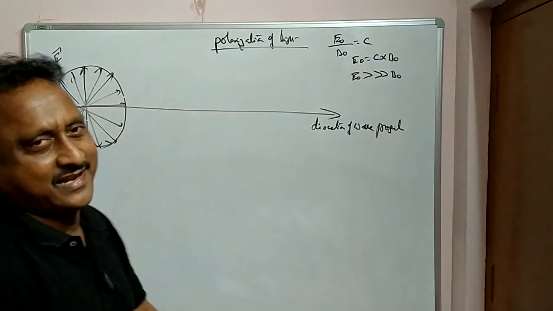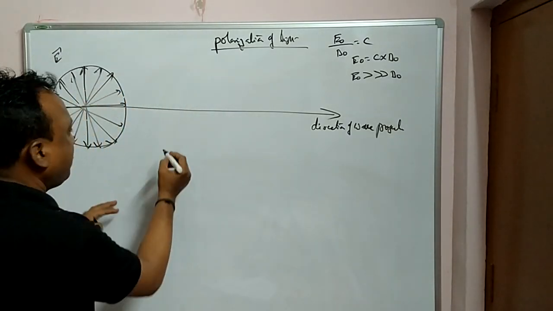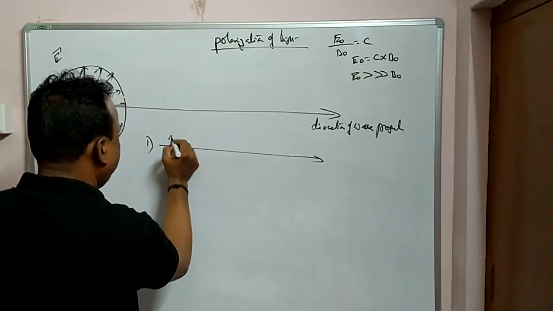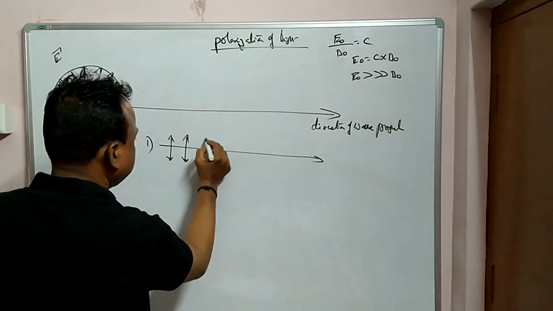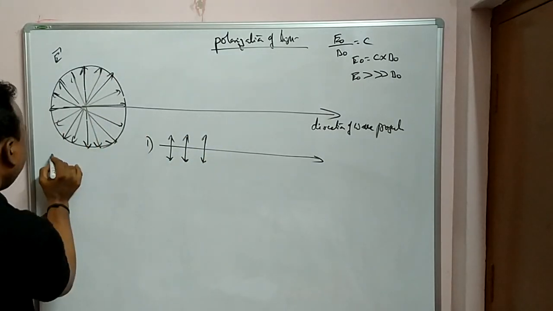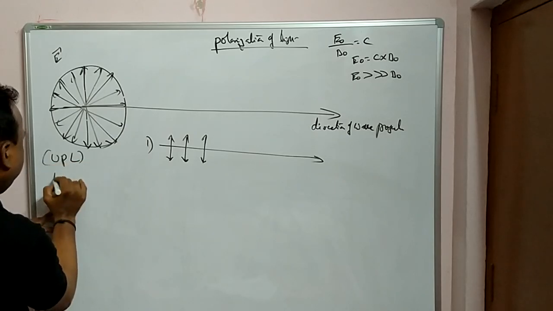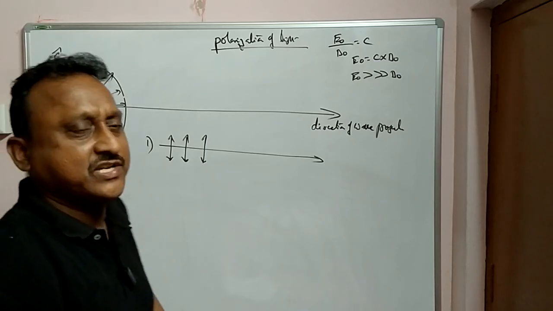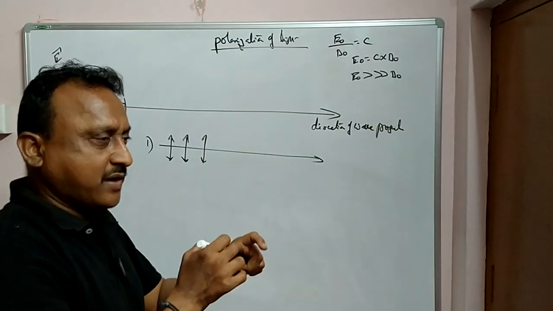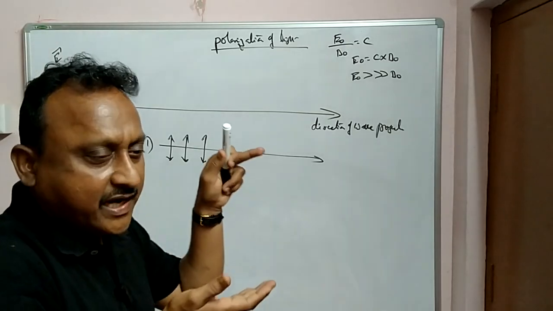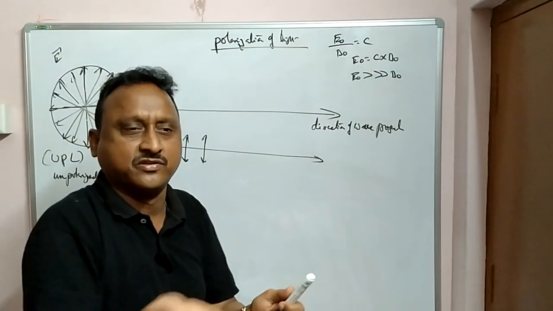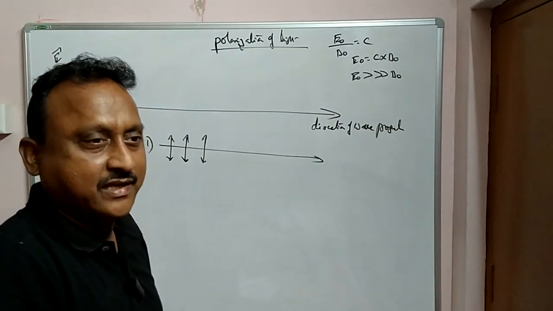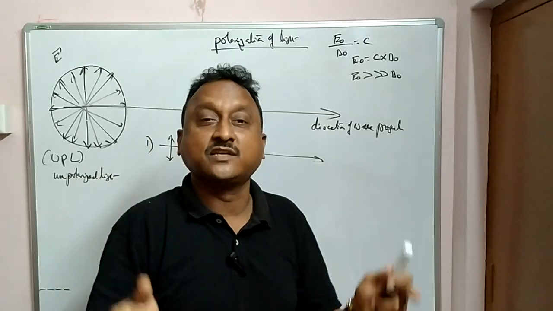Now we have to obstruct the light rays in one direction. Suppose this is the wave direction, and waves are coming like this. This light is called UPL, unpolarized light. Polarization means when the light is coming in different directions, it is made into only one direction, vertical or horizontal. Vertical direction oscillation, vibration, or horizontal direction oscillation. Making it in that way is called polarized light.